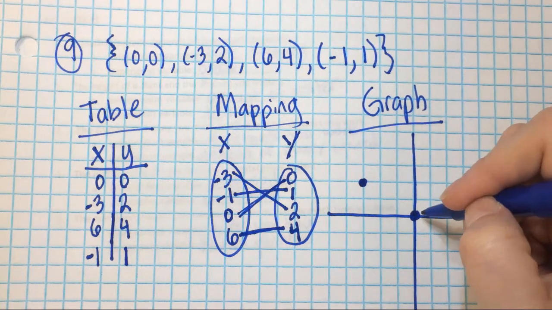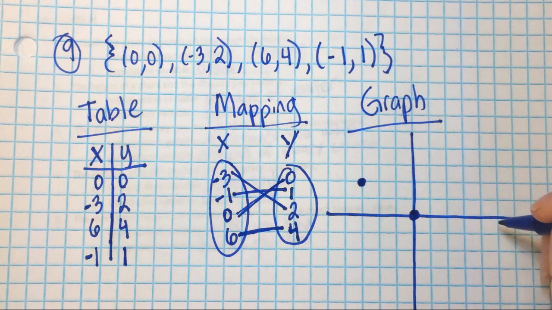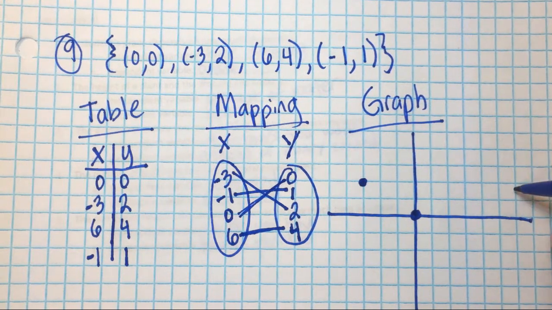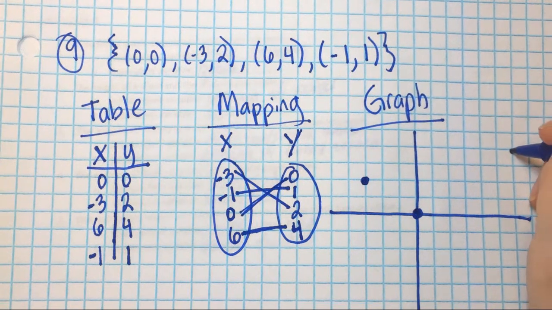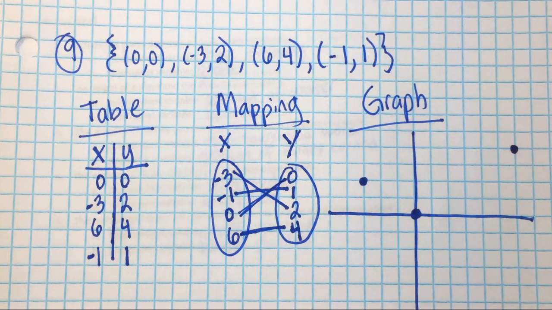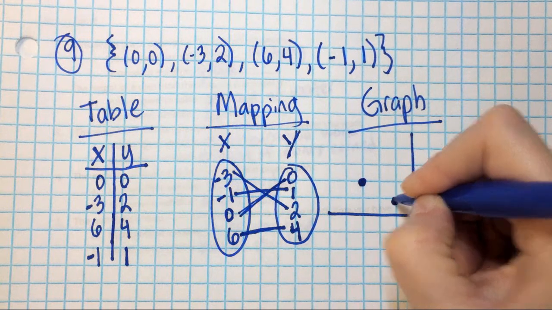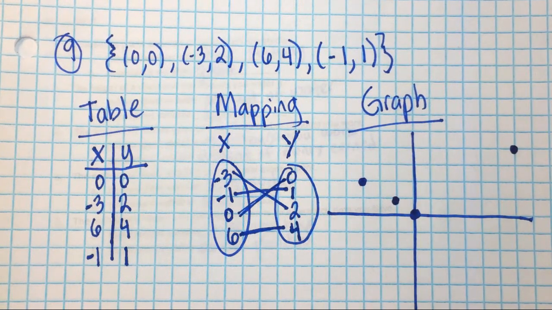Okay, so then 6, 4. That means I go to the right 6 and then up 4. So 1, 2, 3, 4, 5, 6. 1, 2, 3, 4. And then negative 1, 1. I go to the left 1 and then up 1. So do not connect your points. You leave them just like that.